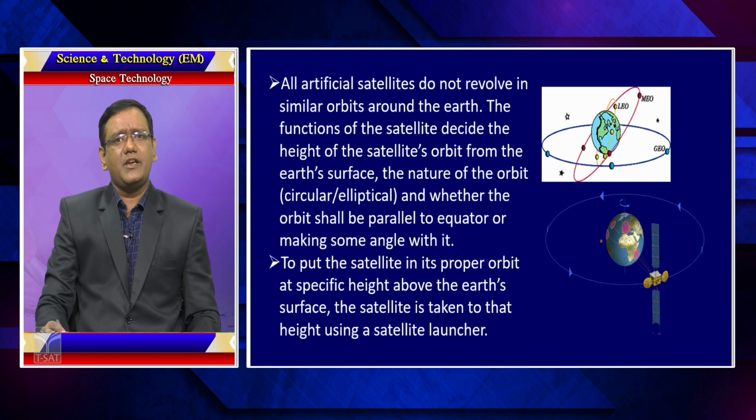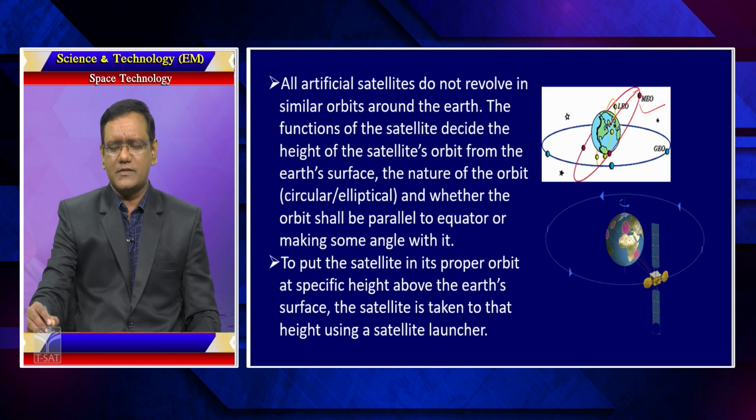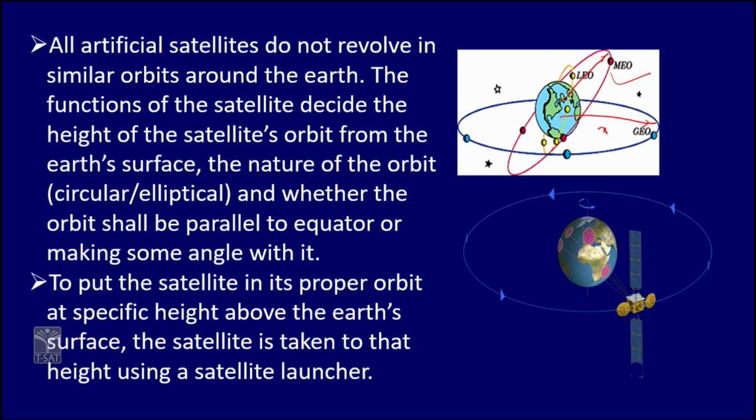If you look at this image, one orbit here is at a different height from this one. And if you look at this, this has a different height. These heights are decided by the function that the satellite is going to perform. You can see that there are certain orbits which are very near to Earth, some a little farther away, and some very far away.